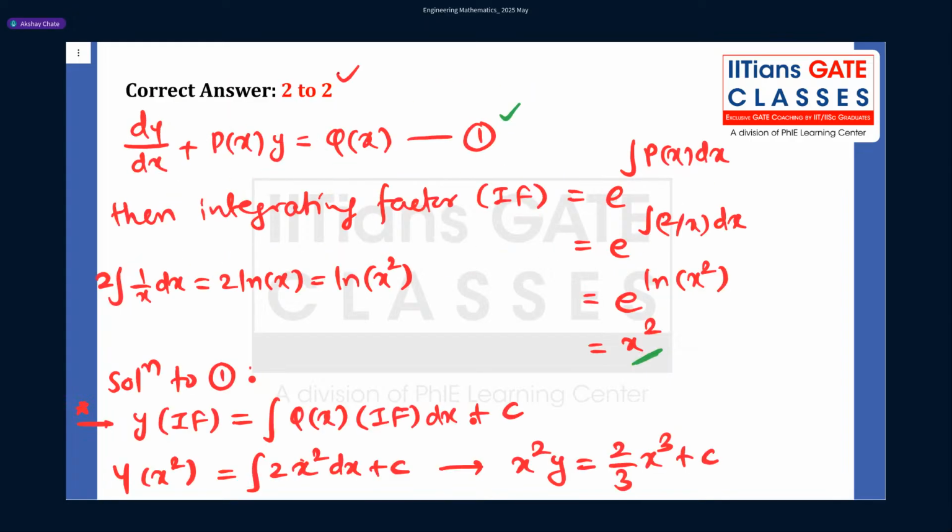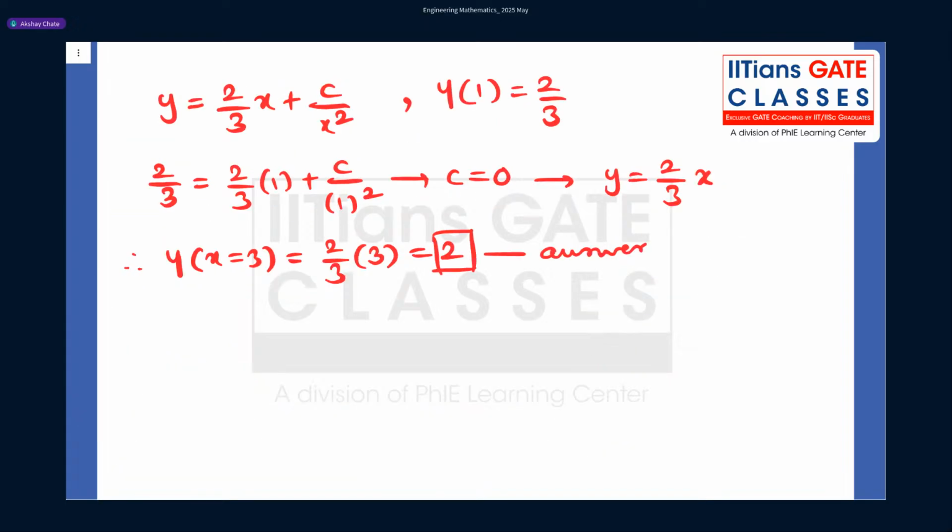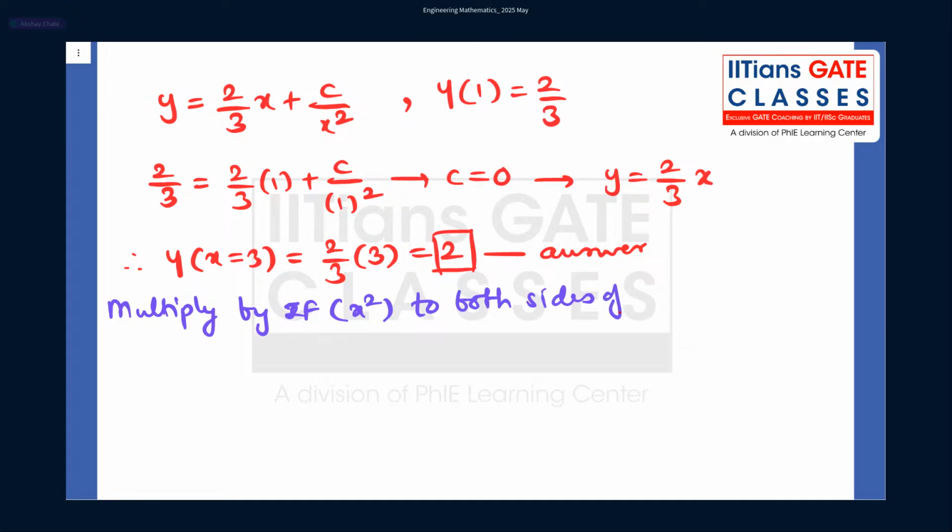And as I said, there is another method. So if you find x square, and if you don't remember this final form of the expression, which can happen in exam, there is a simple way to do this: multiply by the integrating factor, which is x square in this case, to both sides of equation 1. So whatever your given ODE is, you have to multiply both sides of that equation.